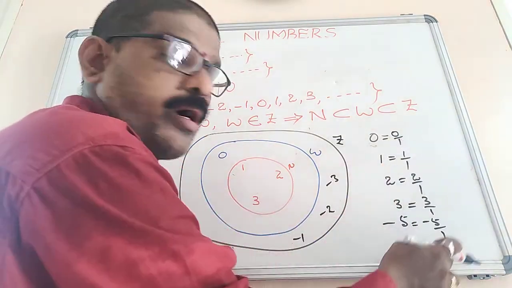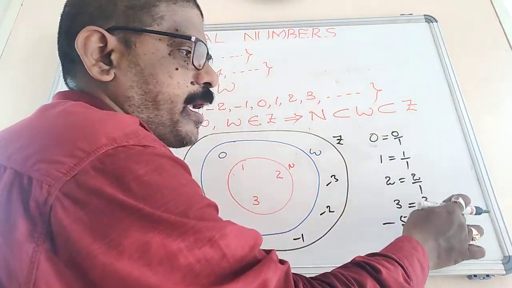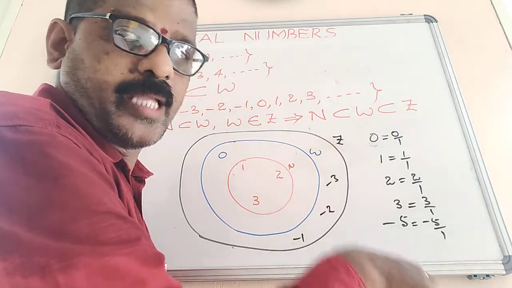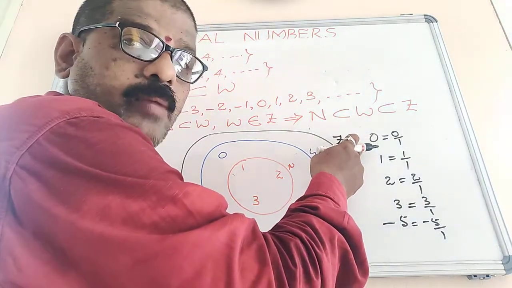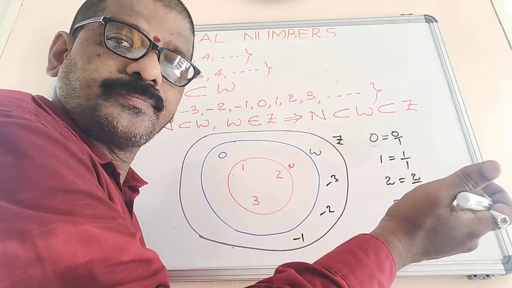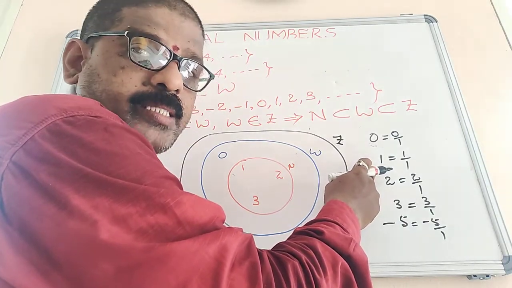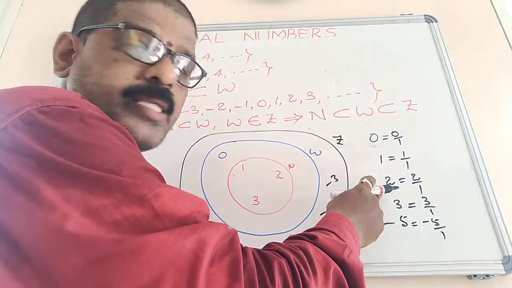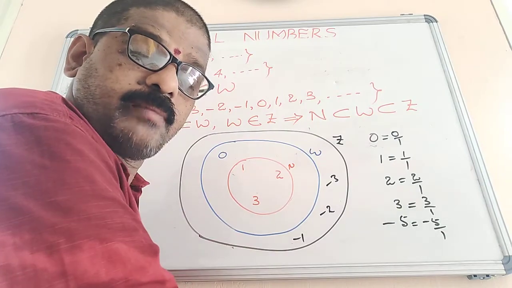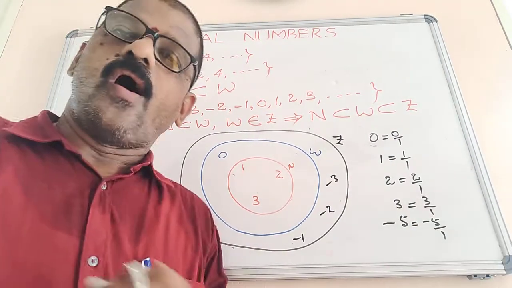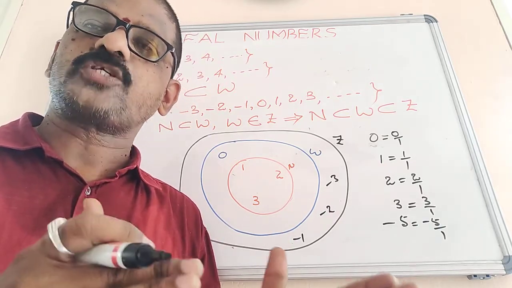Now these are called rational numbers. Why? It is in the form of p by q, where q is not equal to 0. So numerators must be integers. We have to observe that 0 is a whole number. That means every whole number is a rational number. 1, 2, 3, -5 are natural numbers, whole numbers, integers. What do you observe? All natural numbers, whole numbers, integers are in rational numbers.